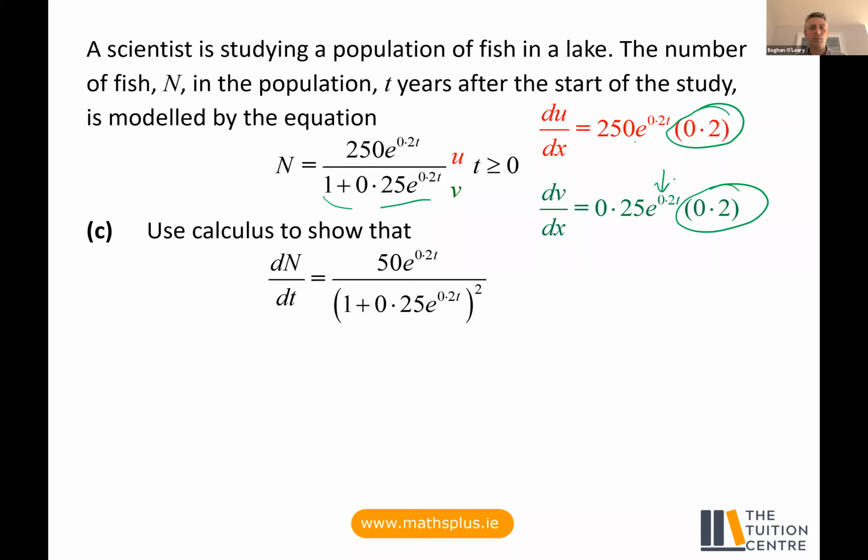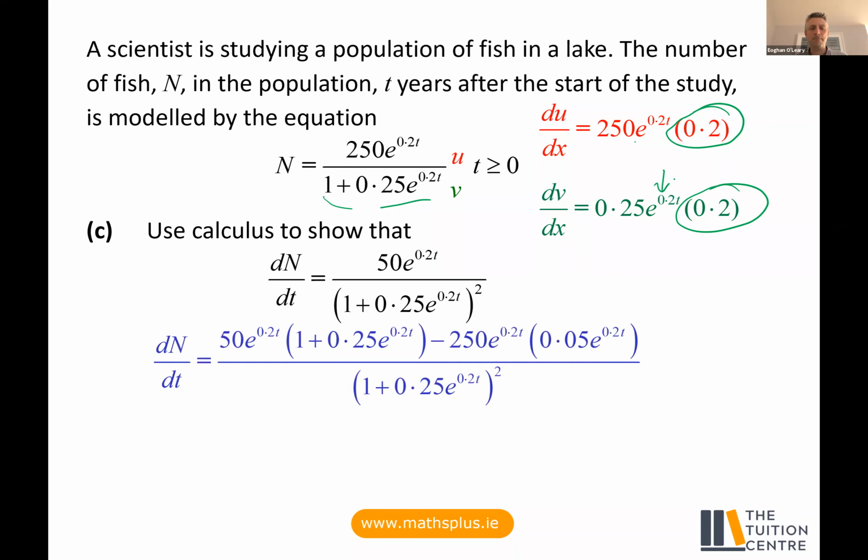So I can tidy those up a little bit. 250 times 0.2 will be 50. And 0.25 times 0.2 would be 0.05. Okay, that's that guy there.